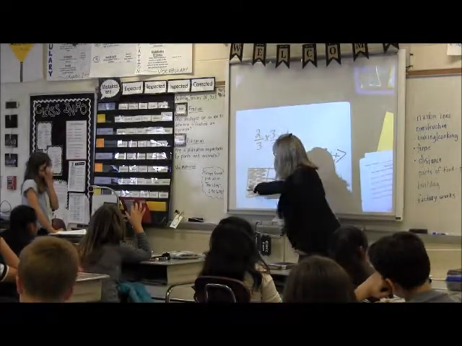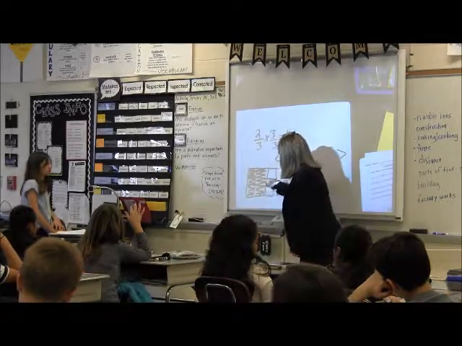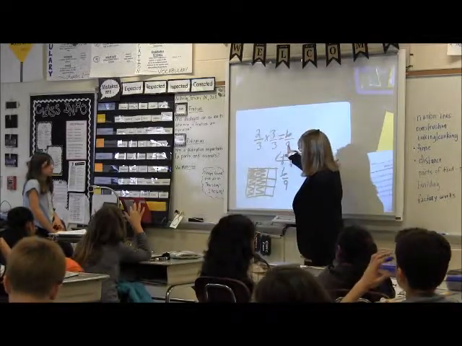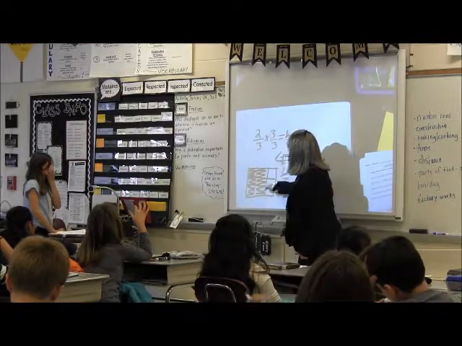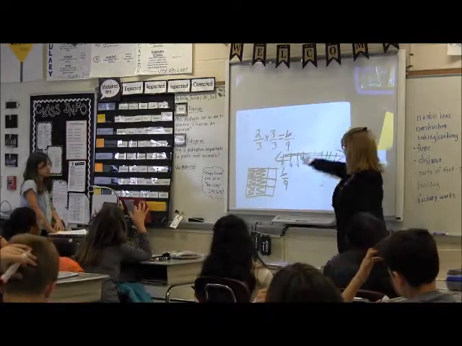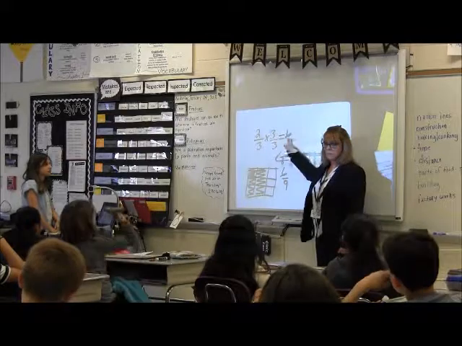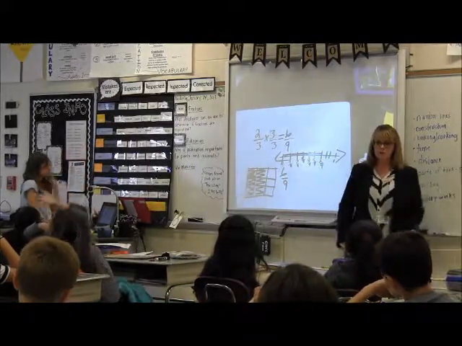And then I divided it with two lines so I can turn it into nine. Okay, so she used two lines here to make it into nine equal pieces, which is the denominator here. And how many of those pieces are shaded? Six. So did she just prove it? Mm-hmm.